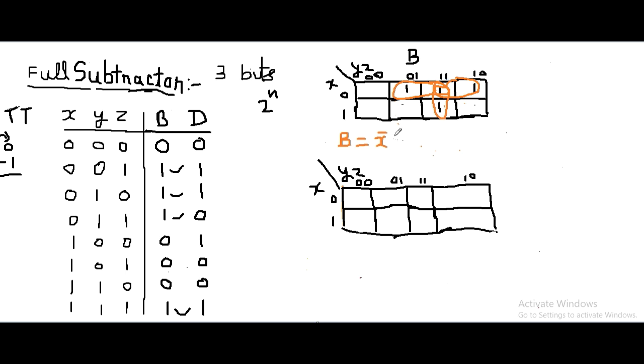So here we have x complement z plus, then we have this 1 1. Okay, 1 1 means yz, so we directly write yz. And then for these last two adjacent cells we have 1 1 1 0, so y is common from here, and from here x complement, so we will write x complement y.